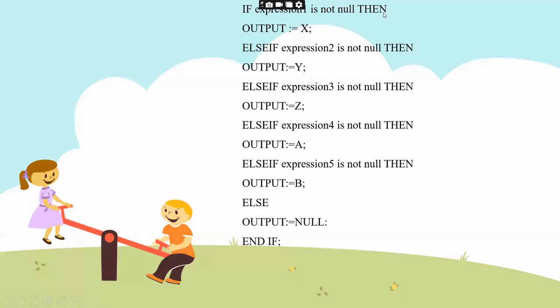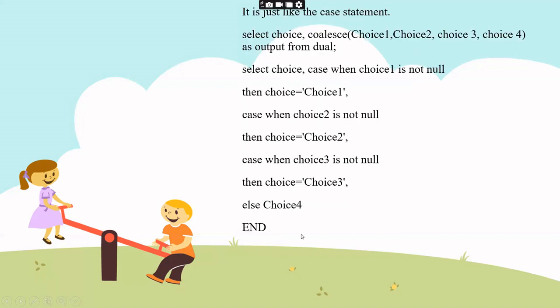If expression 1 is not null, then output is equal to x. Else if expression 2 is not null, then output is equal to y. Else if expression 3 is not null, then output is equal to z. Else if expression 4 is not null, then output is equal to a. Else if expression 5 is not null, then output is equal to b. It is just like a case statement.